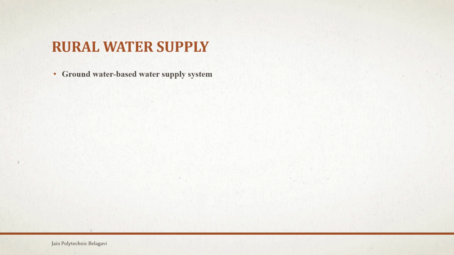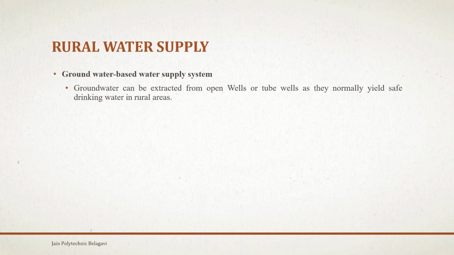So the groundwater based water supply system, in the sense how we can supply the water in rural areas. Among that, there are some systems. The first one is the groundwater based water supply system. Groundwater can be extracted from open wells or tube wells, as they normally yield safe drinking water in rural areas.